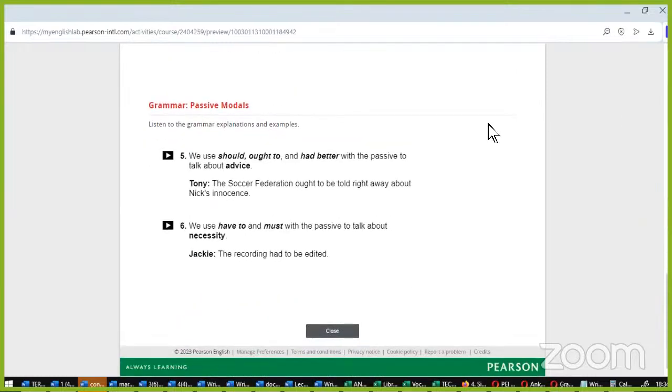Okay, 5 and 6. We use should, ought to, and had better with the passive to talk about advice. The Soccer Federation ought to be told right away about Nick's innocence. We use have to and must with the passive to talk about necessity. The recording had to be edited. Great.